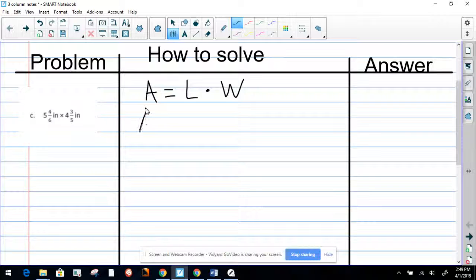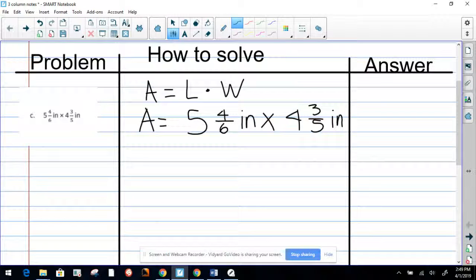So now let's write this down, and it's going to be 5 and 4/6 inches times 4 and 3/5 inches. Okay, we're going to use this model to show you how to solve this problem, how to multiply it, because you have to do partial multiplications. And let me show you what I mean.